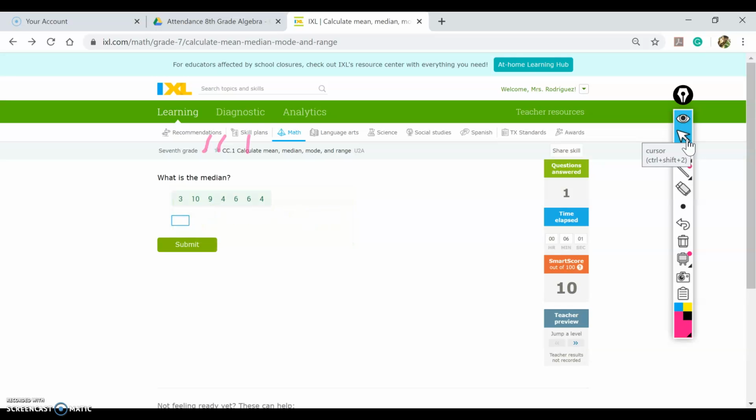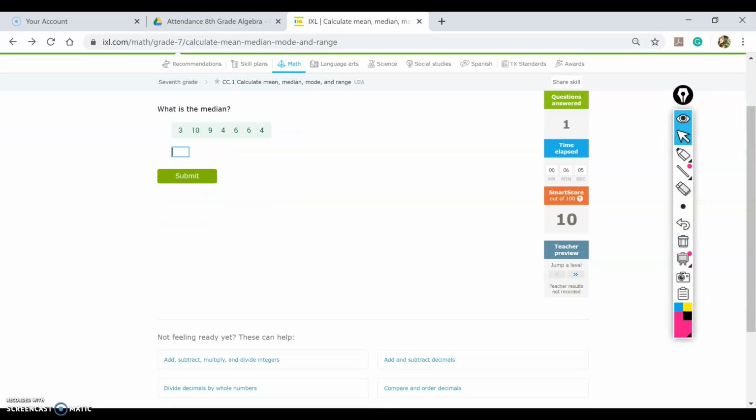Okay, now let's do this one here. They're asking me to find the median. For the median, I need to put the numbers in order from the smallest number to the greatest number and then find which number is in the middle. So I'm going to put them in order here. The smallest number is 4. I'm sorry, it's 3. So I put a 3.